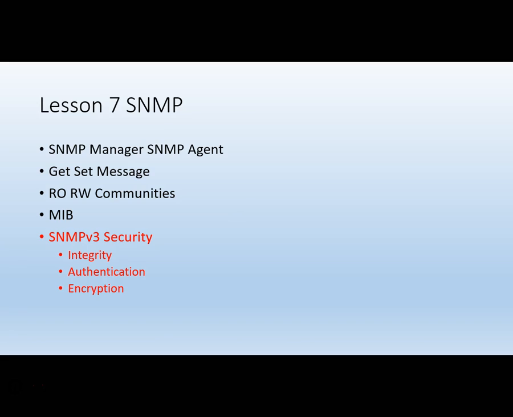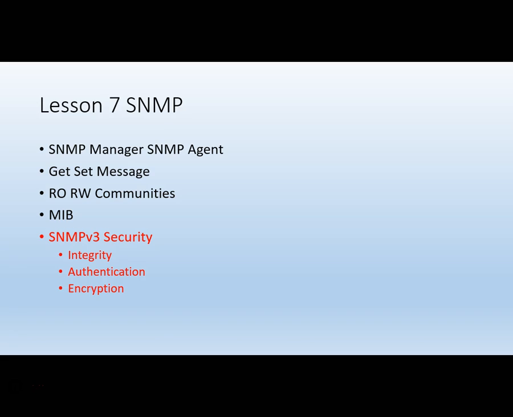7 was SNMP. We have the manager and the agent. We looked at this earlier in the ICND1. Get and set messages are used for a read-write community. A set is when we want to change information; when we want to get information, we use a get message. In order to do that, we have read-only and read-write communities. The MIB is the management information base, which has all the devices listed in it that we're going to monitor.